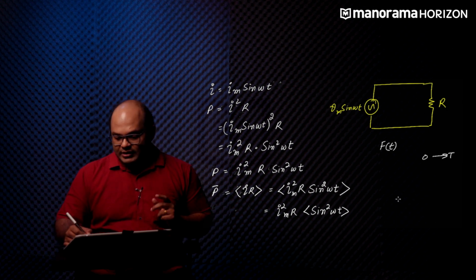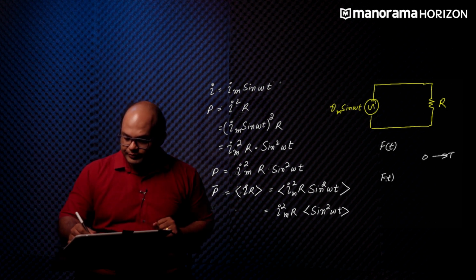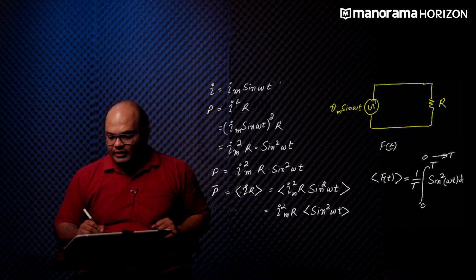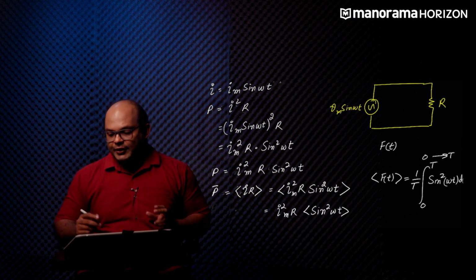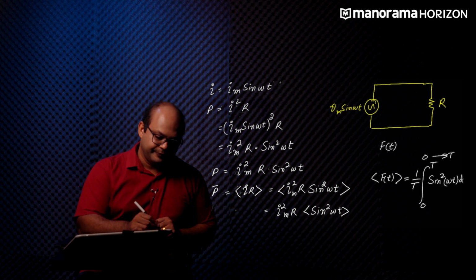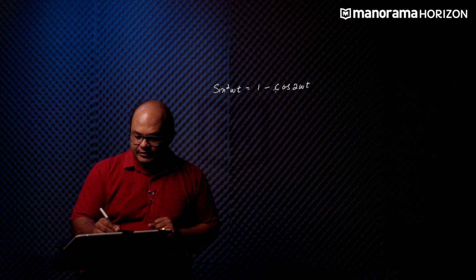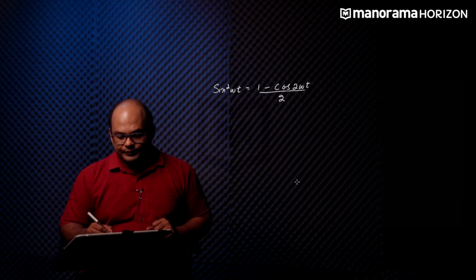0 to T, the average value for that function is equal to 1 upon T integral 0 to T of this function. In this case, it is sine square omega t dt. So we can use an identity, a trigonometric identity, to make our work easier. Let's see how to do this. We know that sine square omega t is equal to (1 minus cos 2 omega t) by 2.